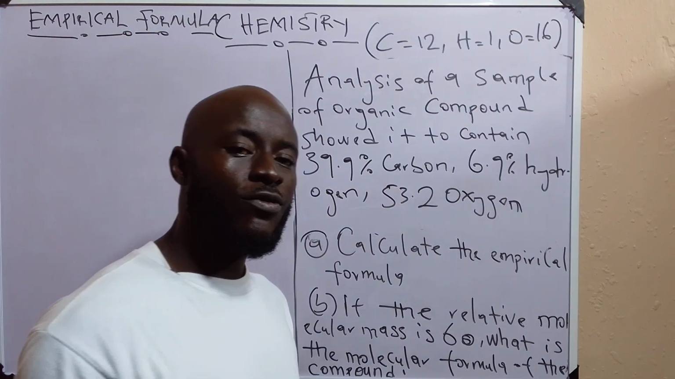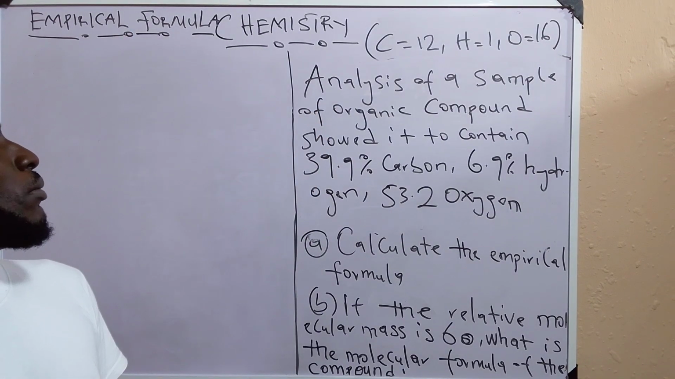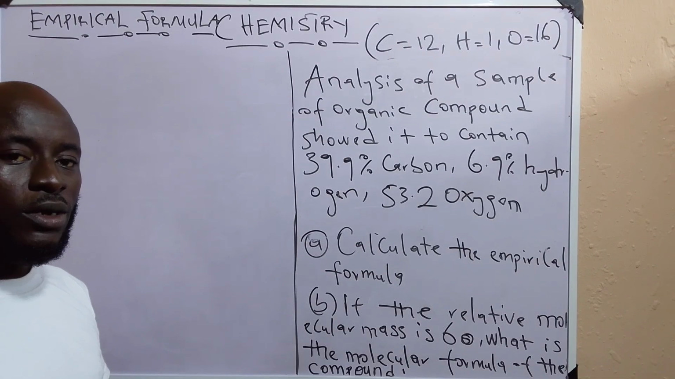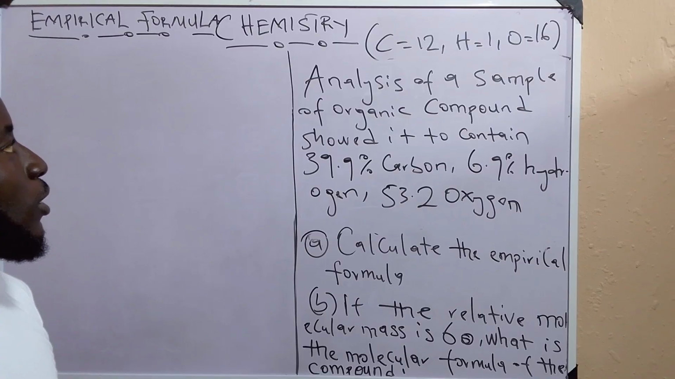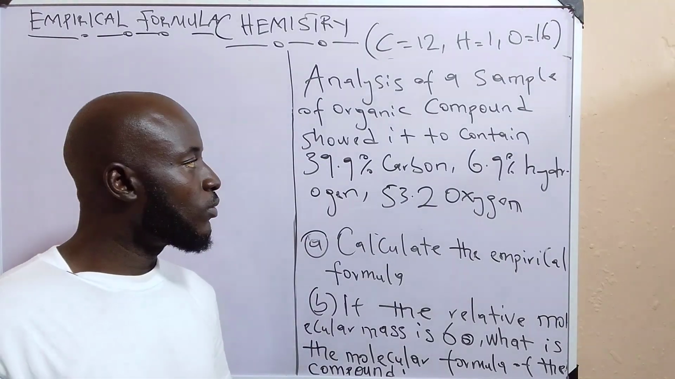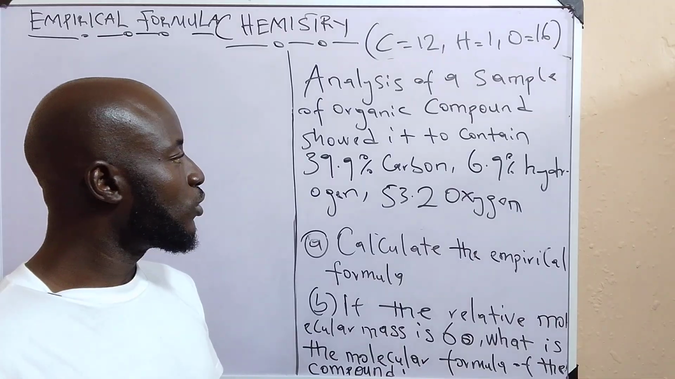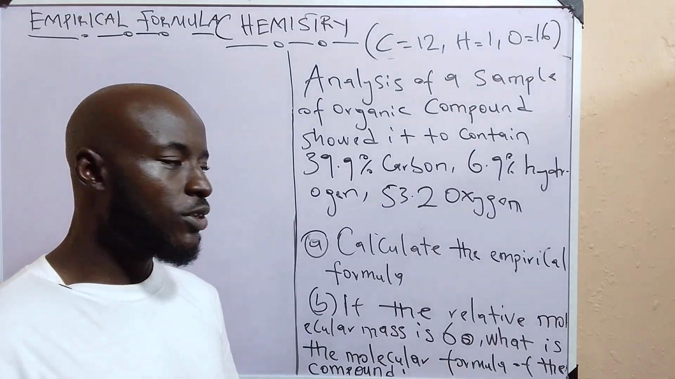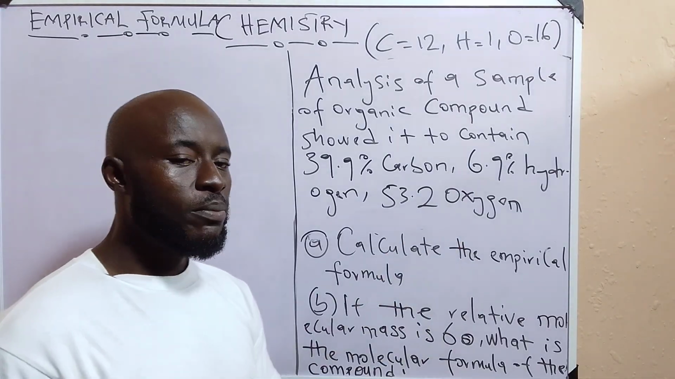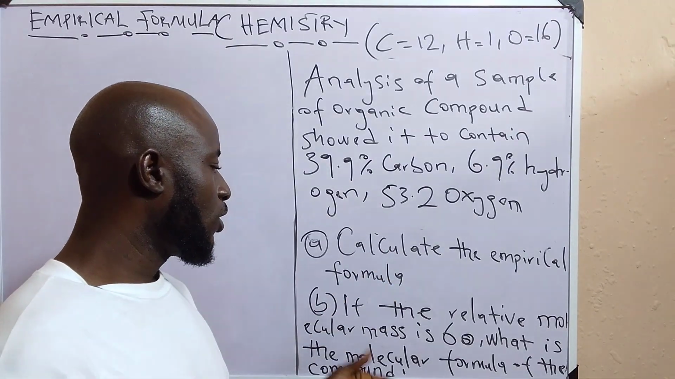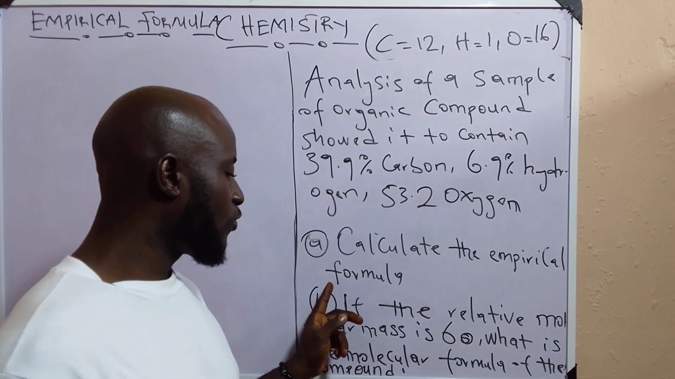Chemistry students will have a question on the whiteboard, but it's under the topic empirical formula. Let's look at the question. Analysis of a sample of organic compound showed it to contain 39.9% of carbon, 6.9% of hydrogen, and 53.2% of oxygen. You are asked to calculate the empirical formula.